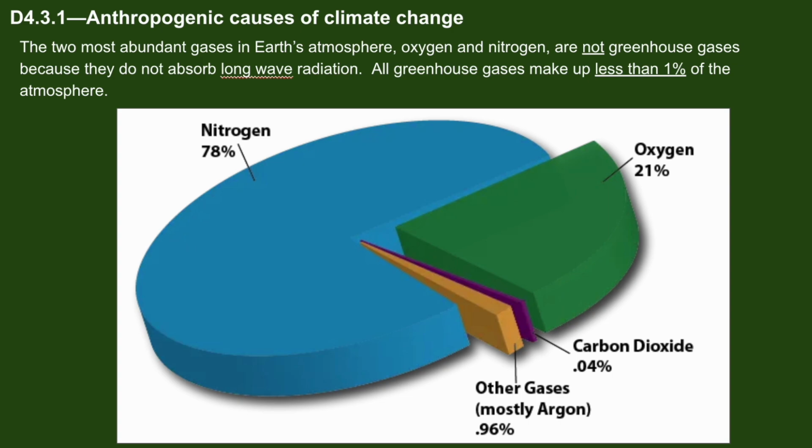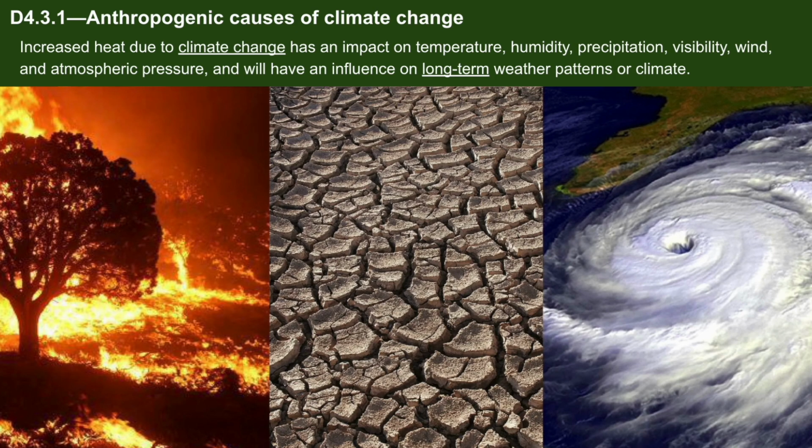Okay, the two most abundant gases in Earth's atmosphere are nitrogen and oxygen. They're not greenhouse gases because they don't absorb that long wave radiation. All the greenhouse gases make up less than 1% of the atmosphere.